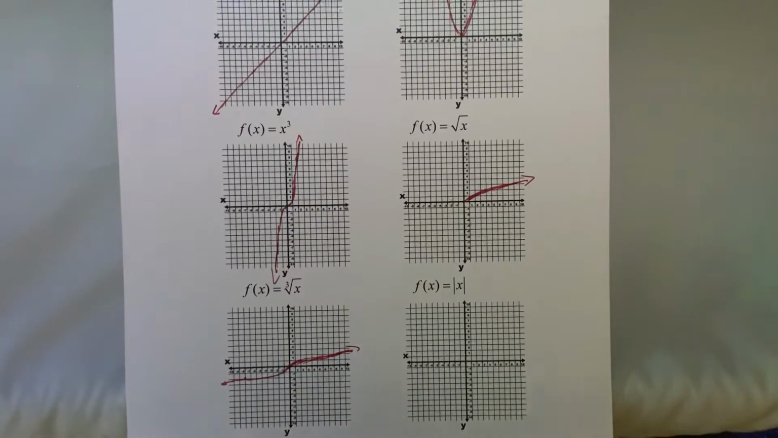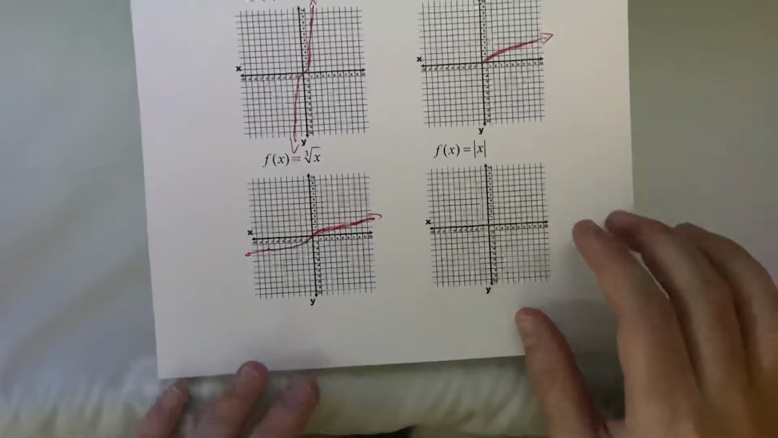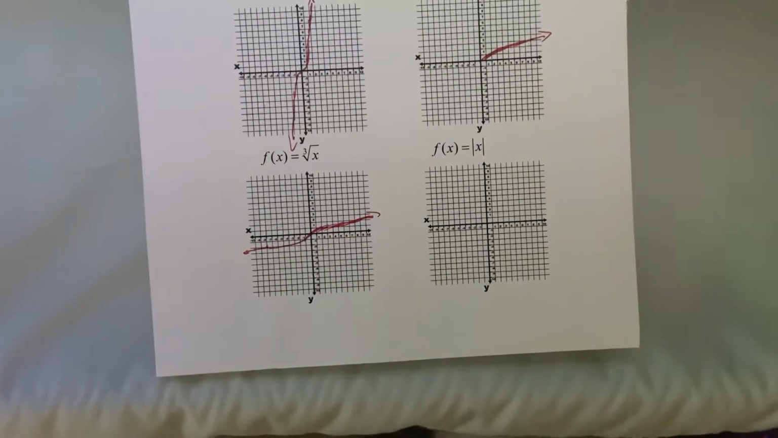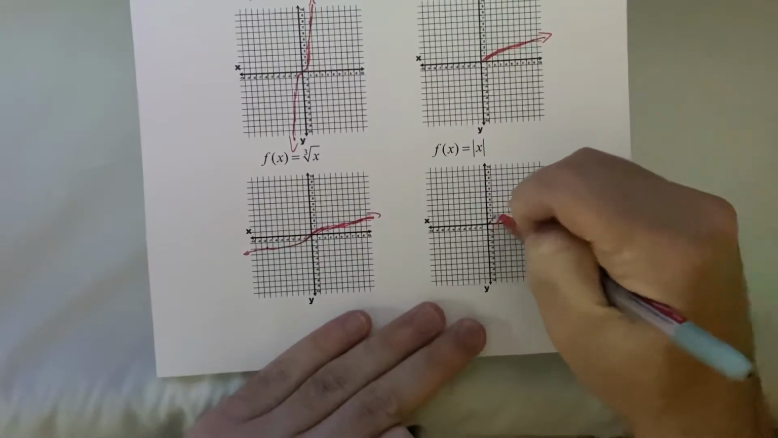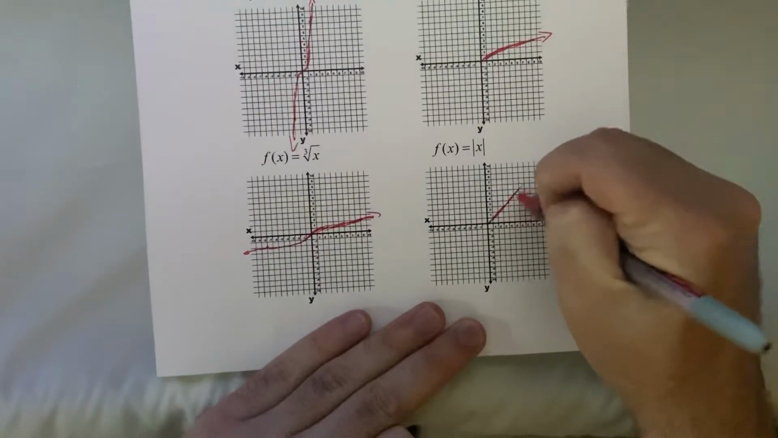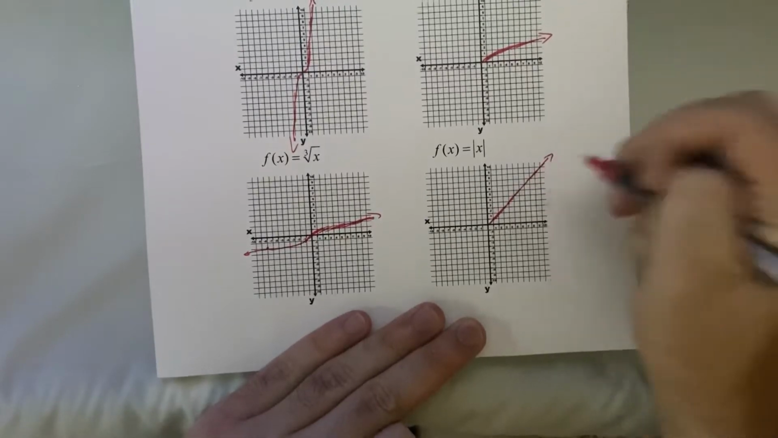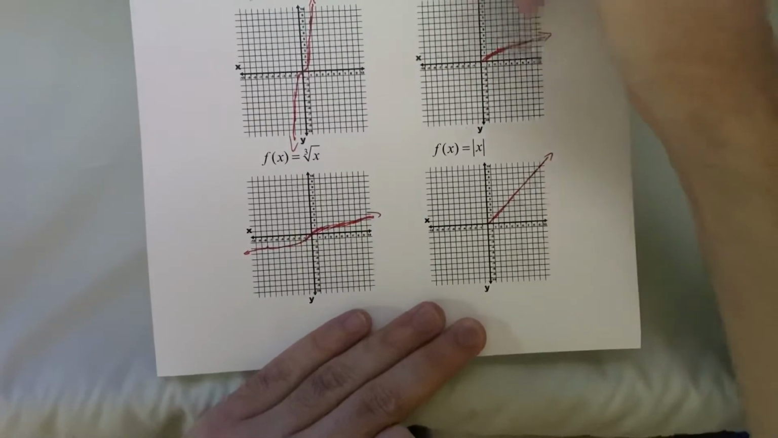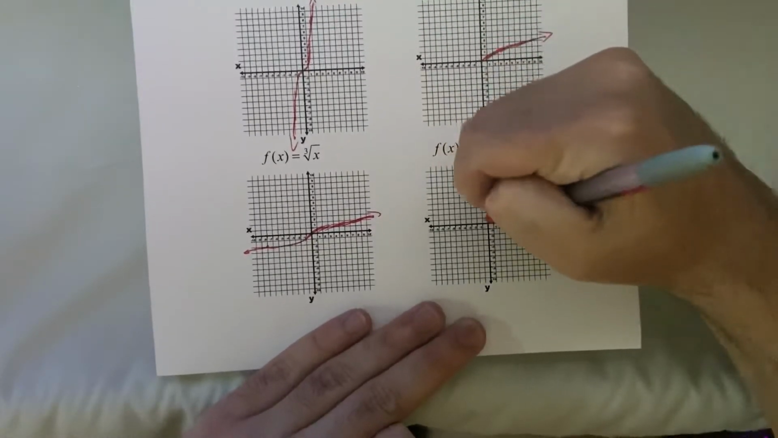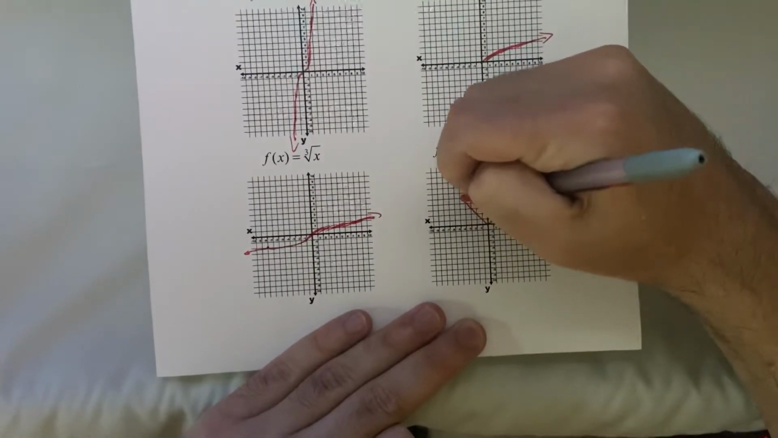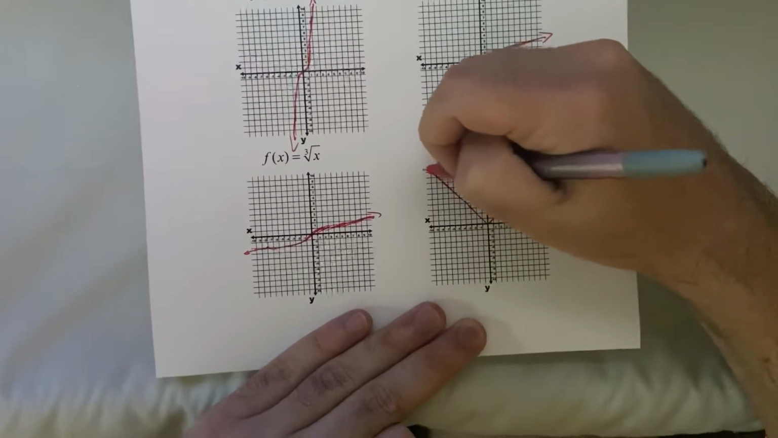And the last one, people tend to not remember, but when I remind them about it, they're like, oh yeah, I've seen that before, is absolute value, which looks like a V, because remember, all the values inside an absolute value are positive, so it doesn't do anything on the right side. It looks like f of x equals x at the top left, but it takes all negative numbers and makes them positive, so it's also going up on the right as well.